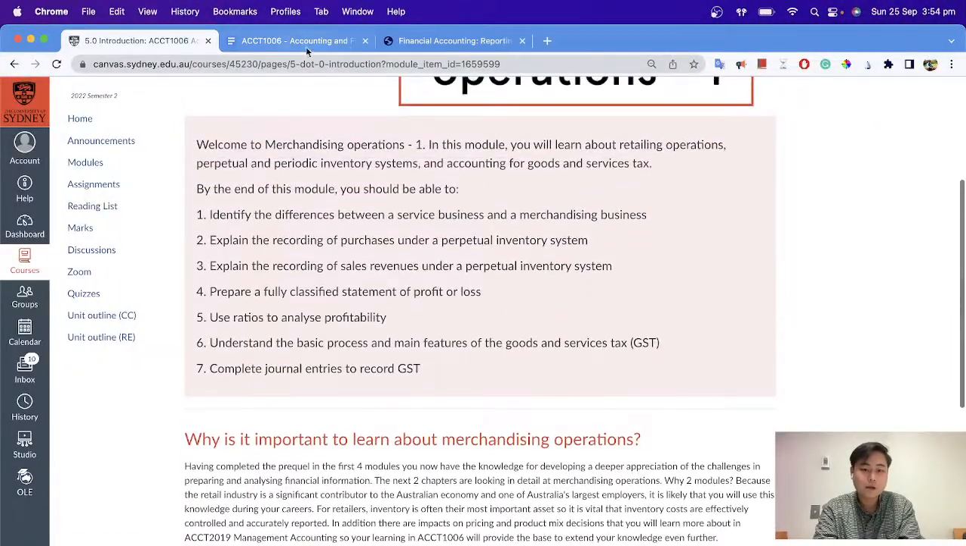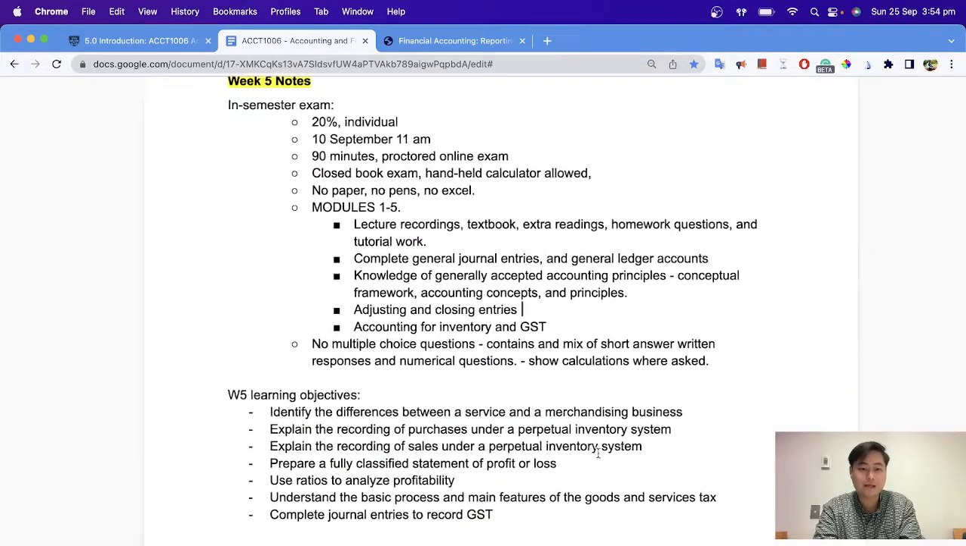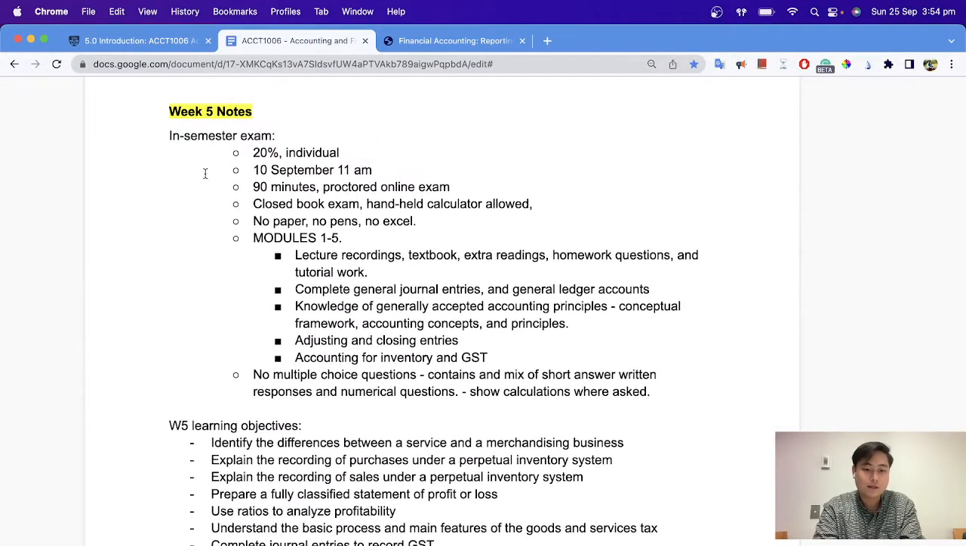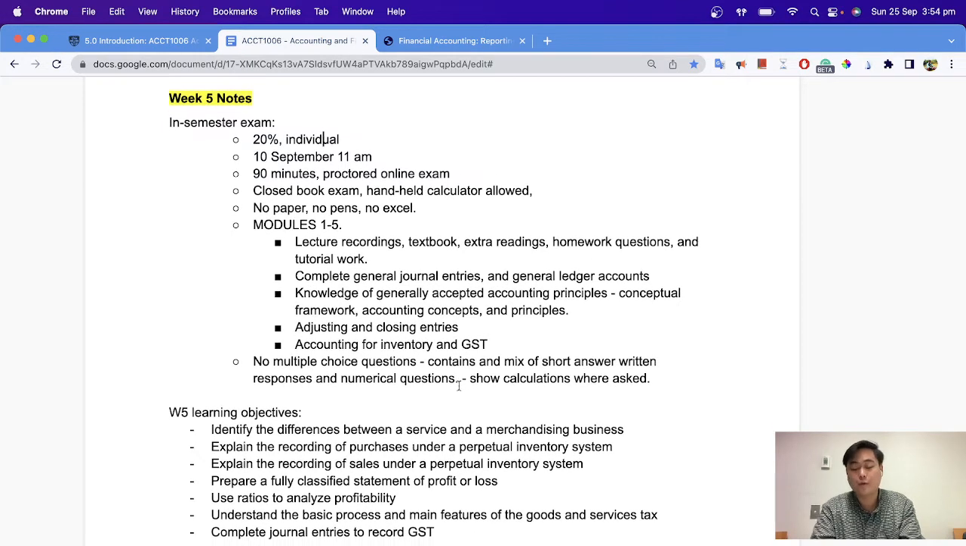Okay, so let's get into the notes really quick. These are just some housekeeping items. Once again, the mid-semester exam is 10th September. It's a Saturday, 90 minutes. I'm going to do a review video going over the mid-semester questions and some preparations for the mid-semester exam. That would be a separate video to this.